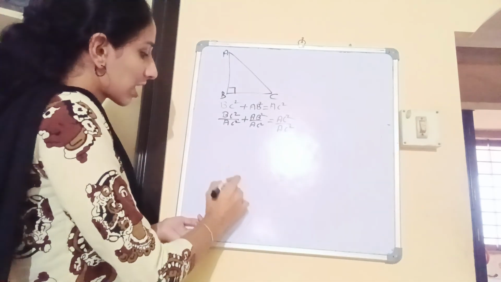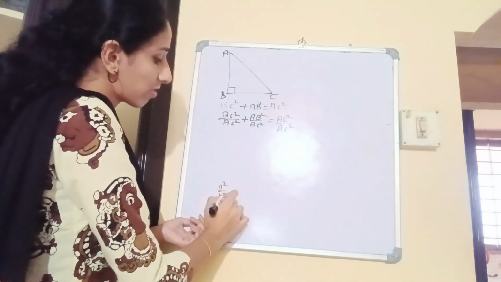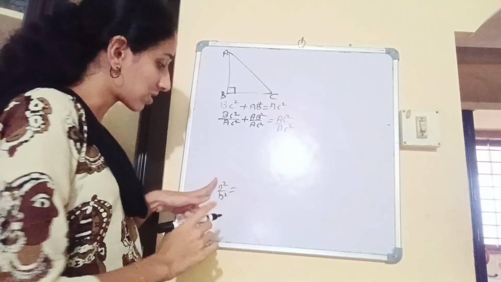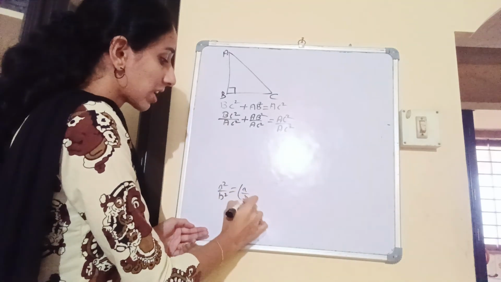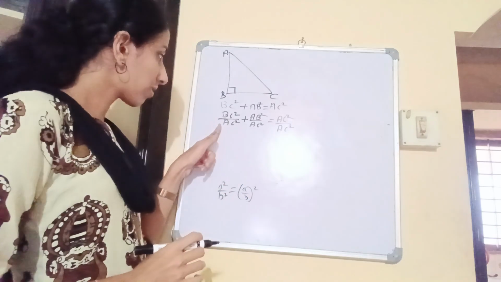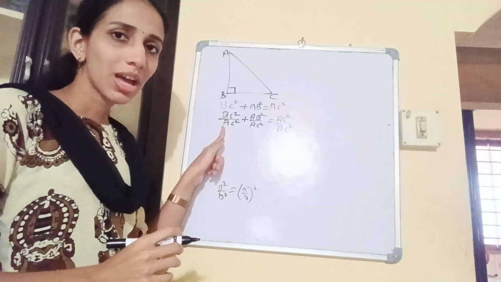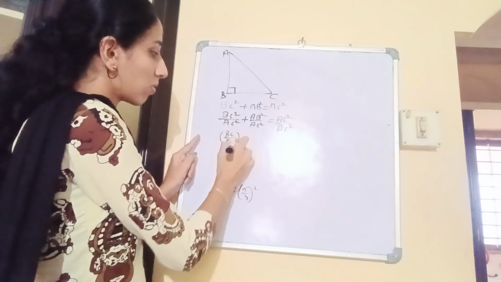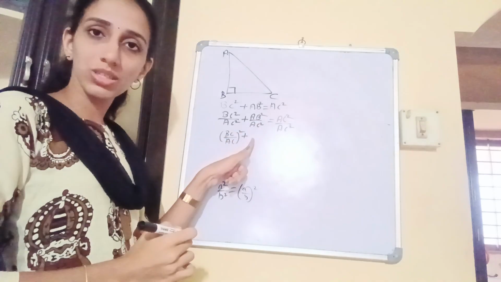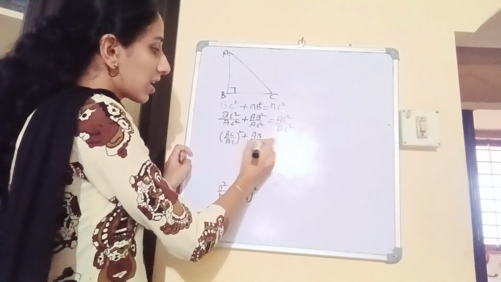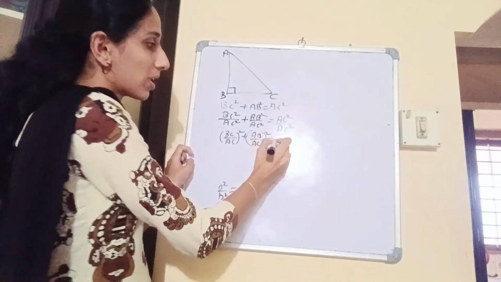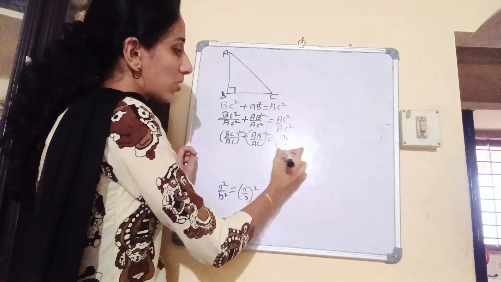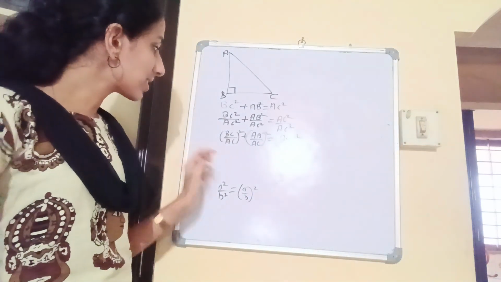Then what is A square by B square? Can we rewrite it as A by B the whole square? That we already learned in small classes. A square by B square can be written as A by B the whole square. So we can write BC square by AC square as BC by AC the whole square, and AB square by AC square becomes AB by AC the whole square, equals AC by AC the whole square.